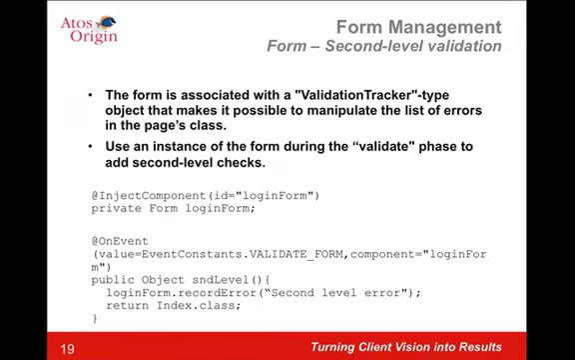Then we have the second level validation, where you will check your data with your database, for example. For that, you will manipulate the validation tracker object in order to record errors. In this example, we have our validate form method, and to record an error, simply use the record error method of your form previously injected.